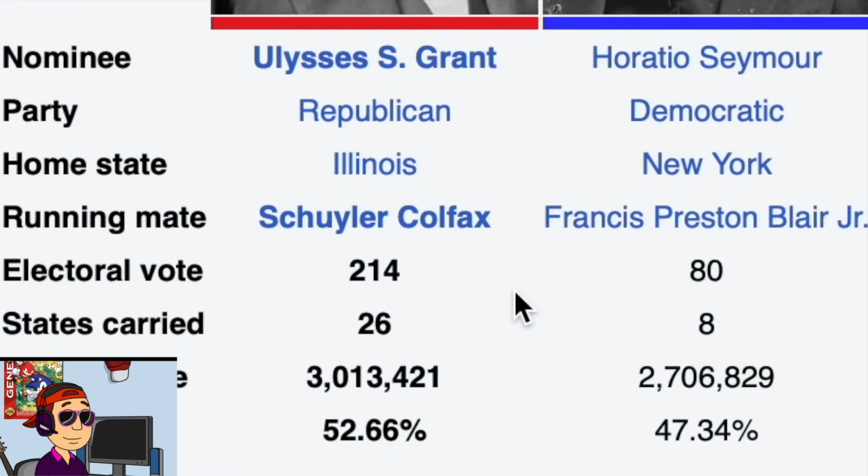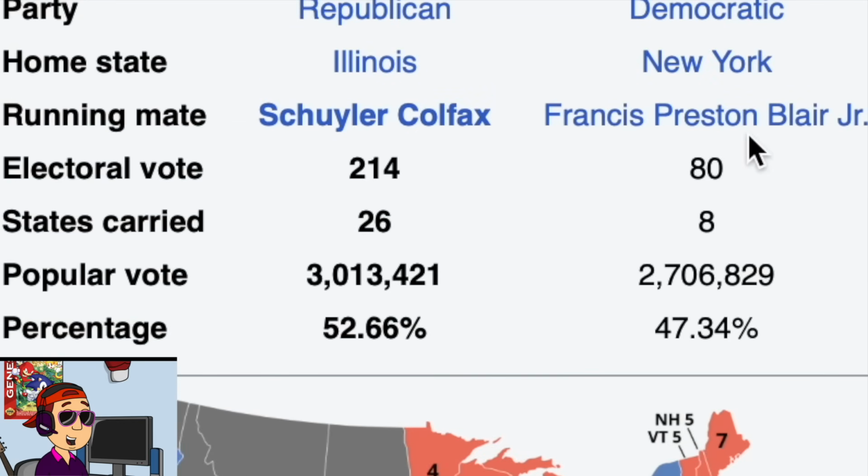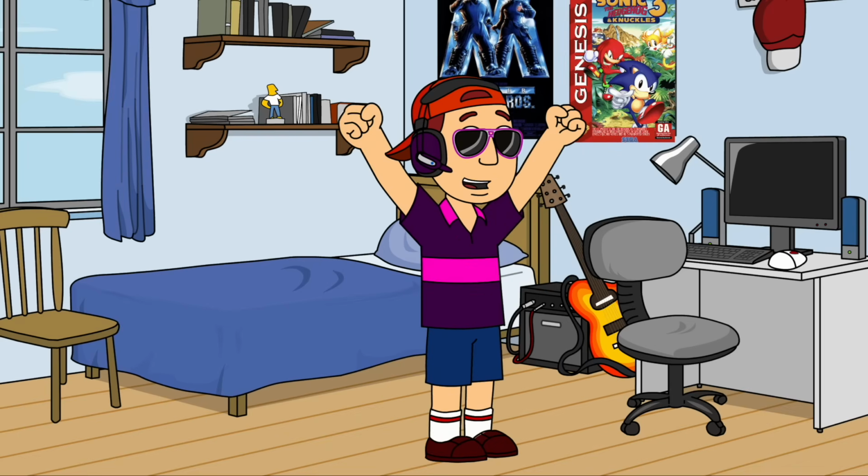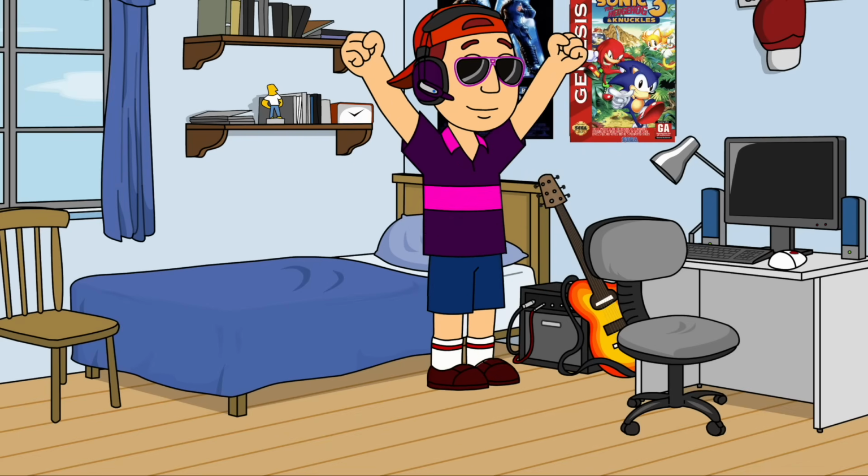So Grant won with only 52% of the popular vote, and Seymour got 80 electoral votes. We absolutely did way better. I kept Andrew Johnson and the Dixiecrats out of the White House. This is the greatest day of my life.